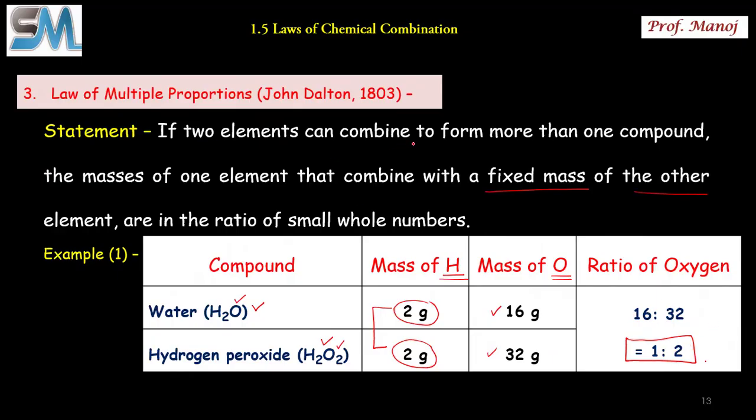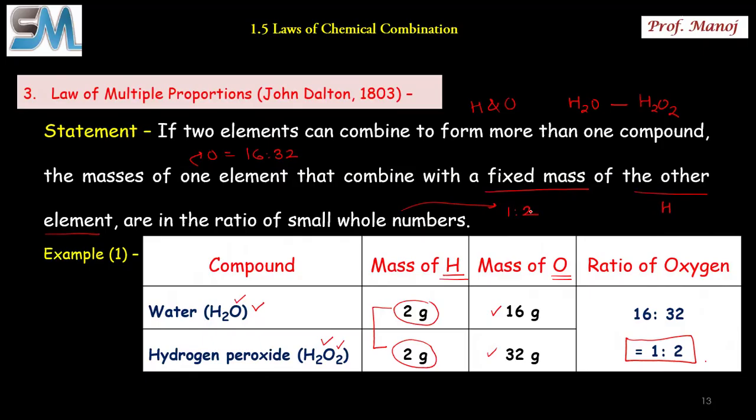So if two elements combine, let us see the statement in terms of this example. If two elements, that is hydrogen and oxygen, combine to form more than one compound, H2O and H2O2, the masses of one element, that's oxygen in this case, which is 16:32, which combines with the fixed mass of the other element, being hydrogen, are in the ratio of small whole numbers, that is 1:2.